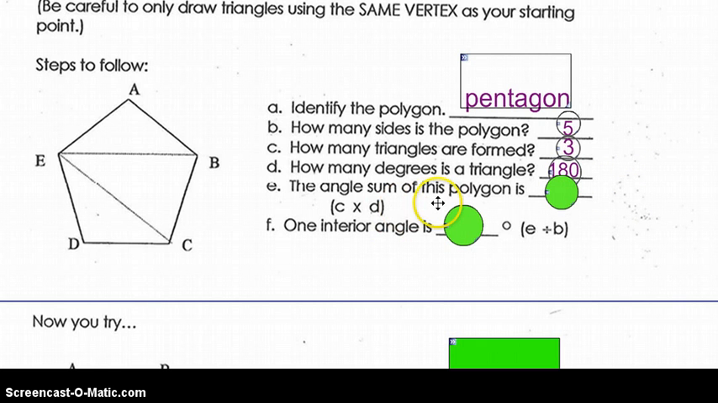Which means the angle sum of this polygon, if we have 180 degrees in each of these triangles, and there are 3 triangles formed, we take 180 times 3 to get the total of 540. So that would be the total sum of all of the angles inside of this pentagon. In order to find just one interior angle, so one of these 5 angles, we're going to take 540 and divide that by 5 to get one of them, which would be 108 degrees.